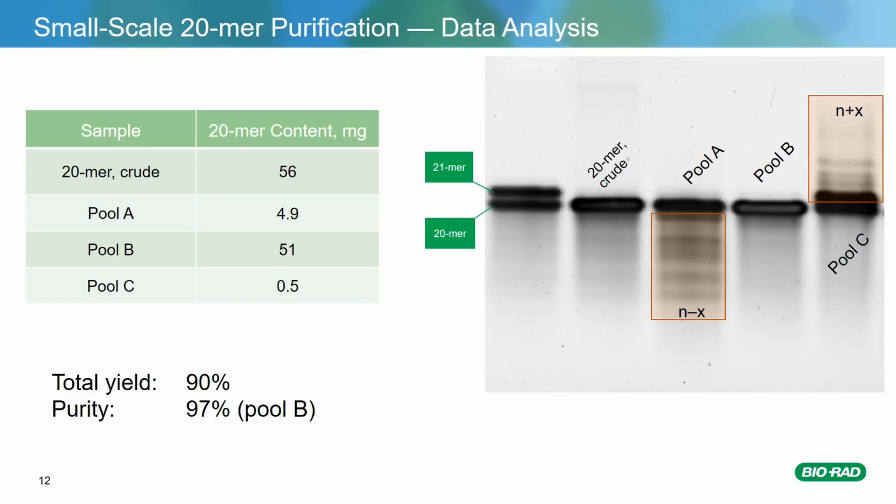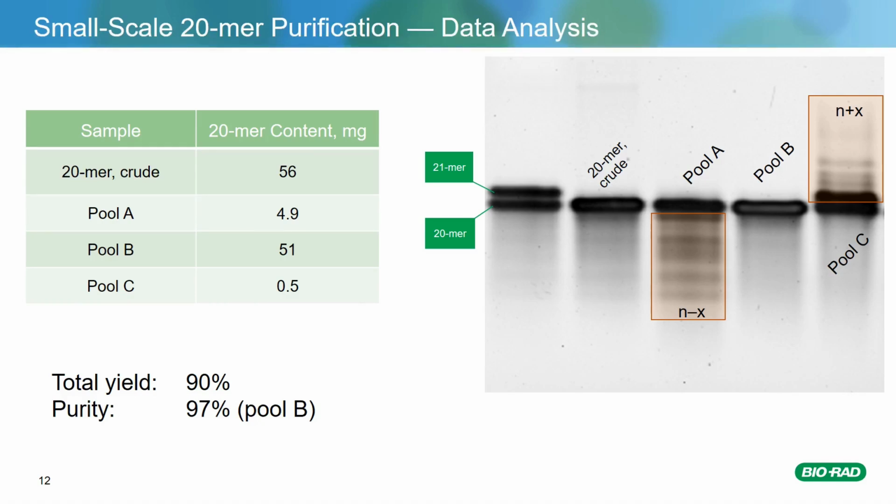Here you see the data analysis of the small scale purification. The SDS page on the right shows the 21 mer ladder, and then you can see the crude material followed by pool A, pool B, and pool C. A total of 56 mgs of the crude was loaded onto this column. Pool A contained 4.9 mgs of this, pool B 51 mgs, and pool C 0.5.